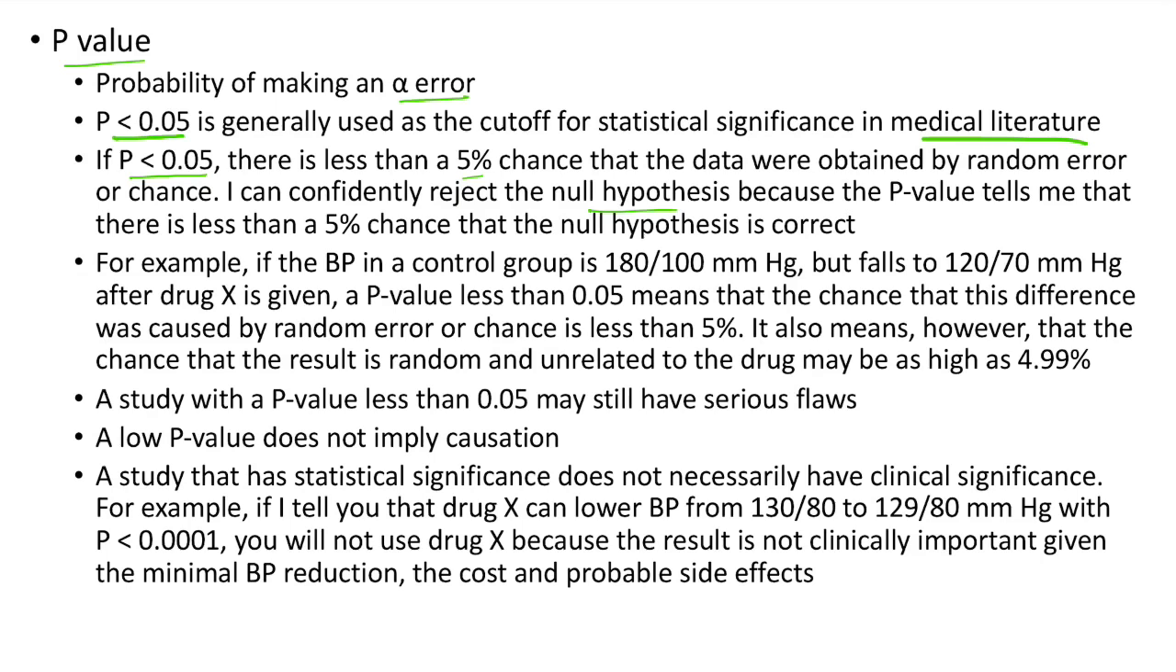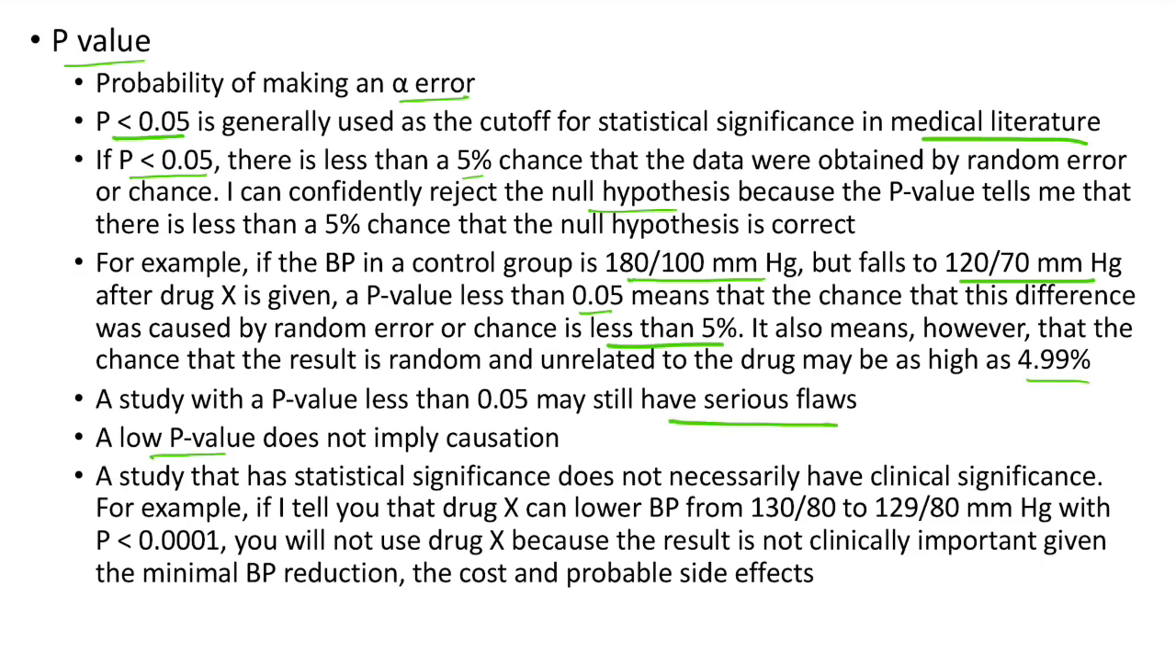For example, if the BP in a control group is 180 by 100 mm of mercury but falls to 120 by 70 mm of mercury after drug X is given, a p-value less than 0.05 means that the chance that this difference was caused by random error or chance is less than 5%. It also means, however, that the chance that the result is random and unrelated to the drug may be as high as 4.99%. A study with a p-value less than 0.05 may still have serious flaws.